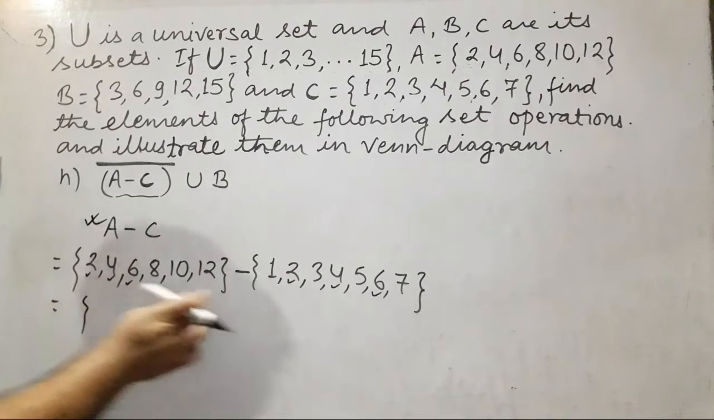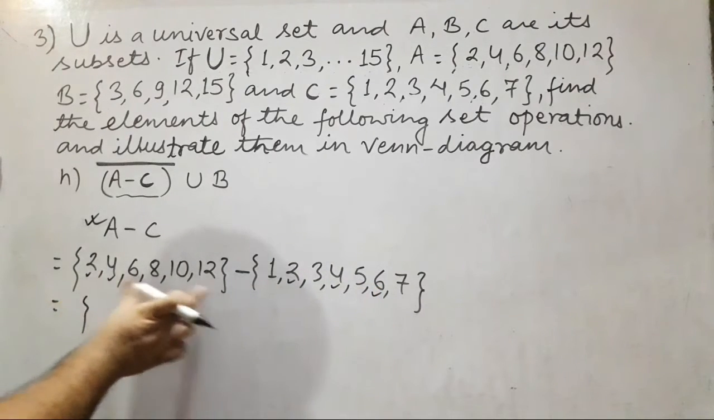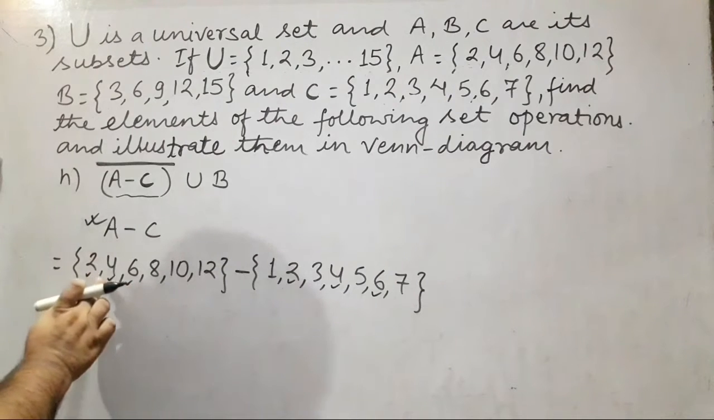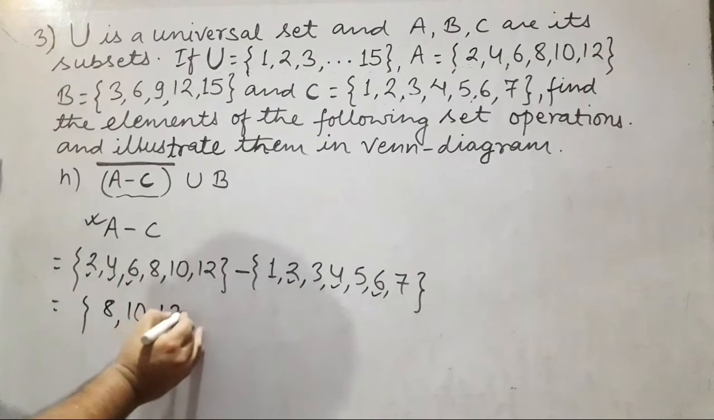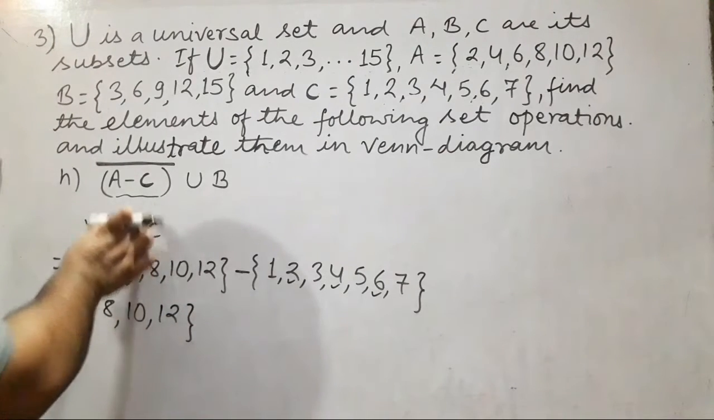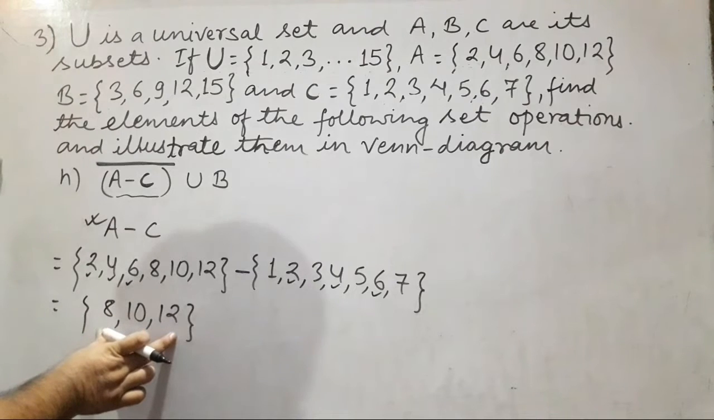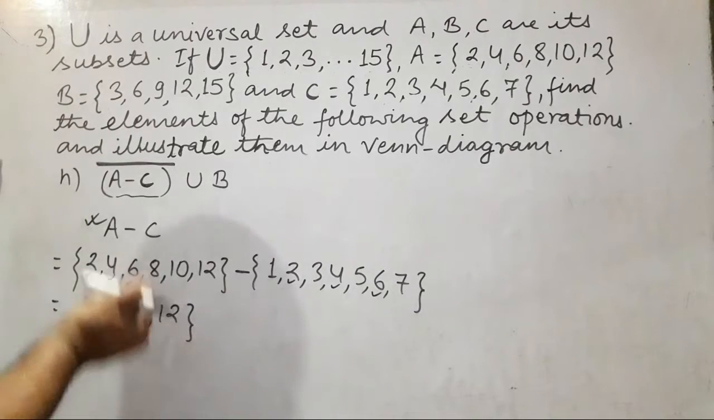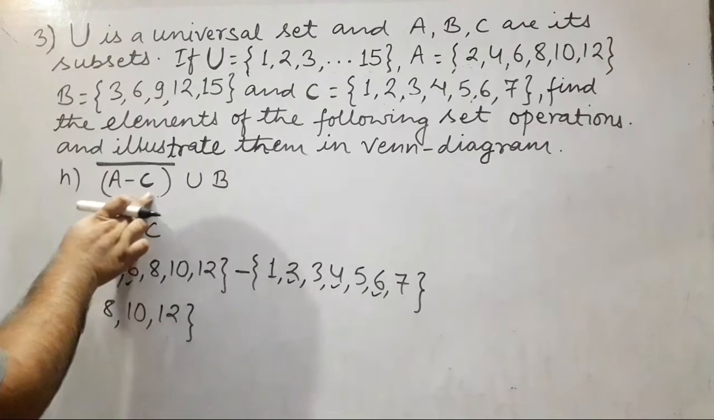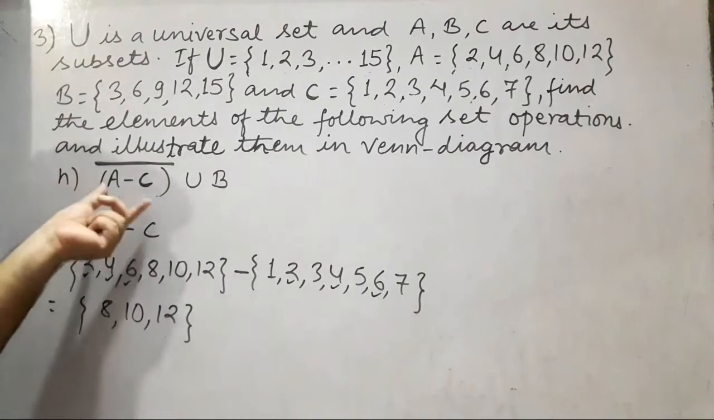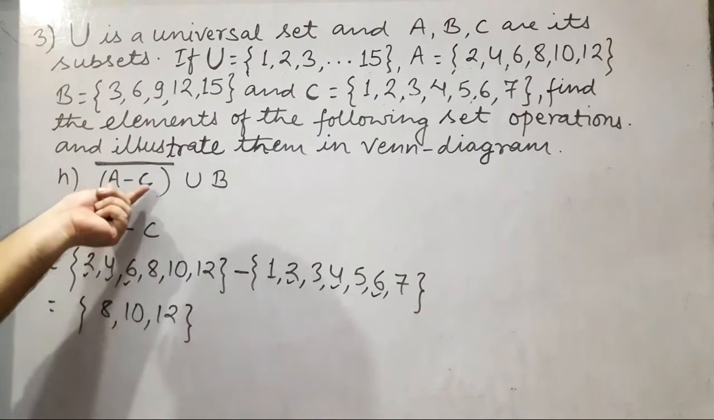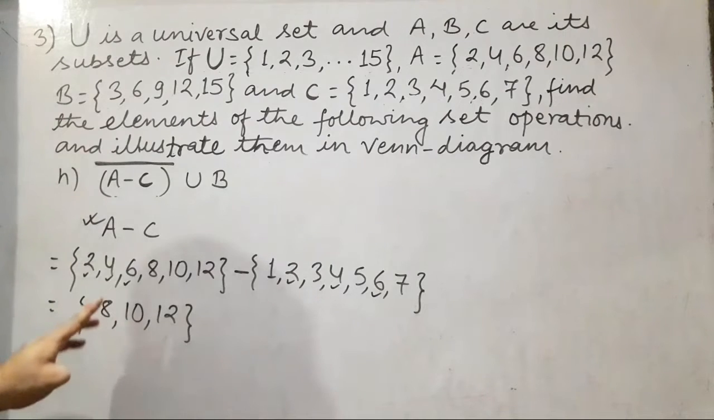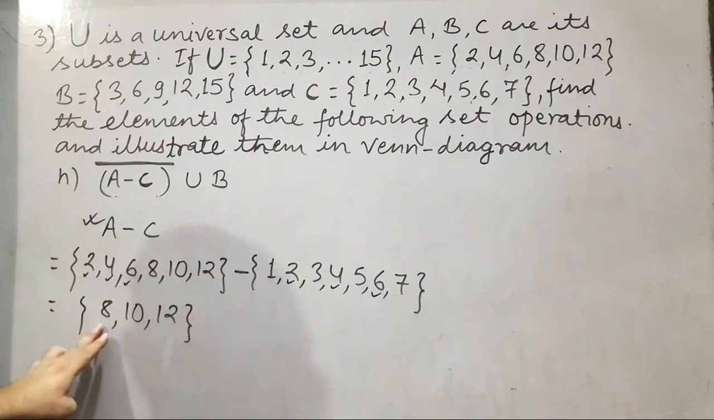After we have ticked the common elements in set A, we shall write down the remaining elements. 2 ticked, 4 ticked, 6 ticked, 8, 10, 12. So A minus C gives the elements 8, 10, 12. Now we have to find the elements which are not contained in A minus C. So A minus C complement is the set having the elements which are not contained in A minus C. That is, we write down the elements except 8, 10 and 12, forming a new set.